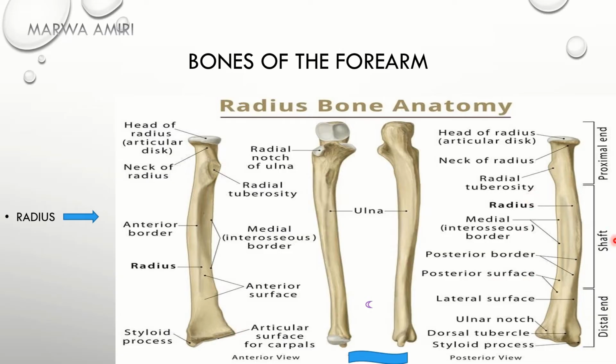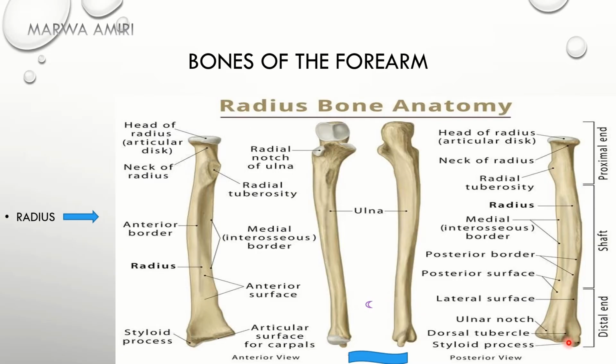In the posterior surface, it has three parts: distal end, shaft, and the proximal end. The proximal end consists of the head of the radius or articular disc, neck of the radius, and radial tuberosity. In the shaft part we can see the medial or interosseous border and the posterior border. In the distal end part we can see the lateral surface, the ulnar notch, the dorsal tubercle, and the styloid process.